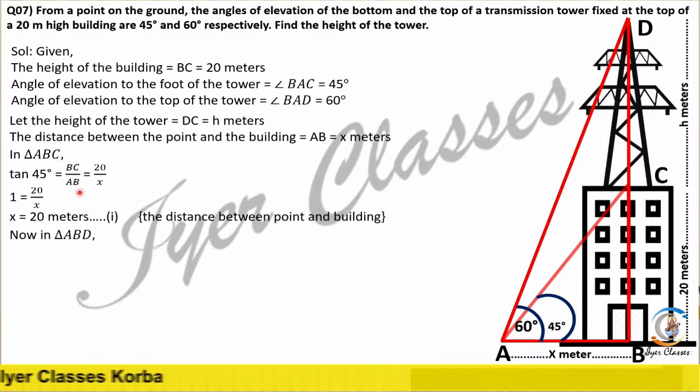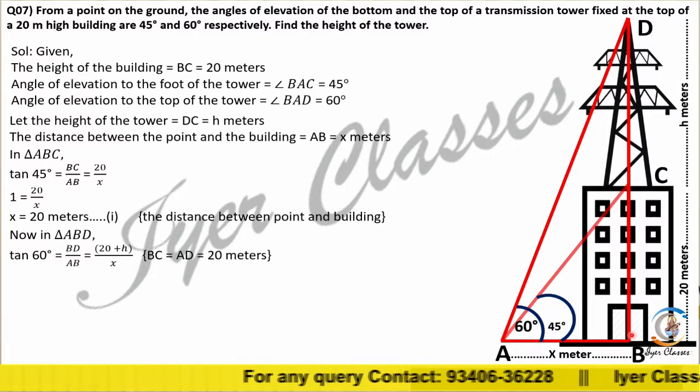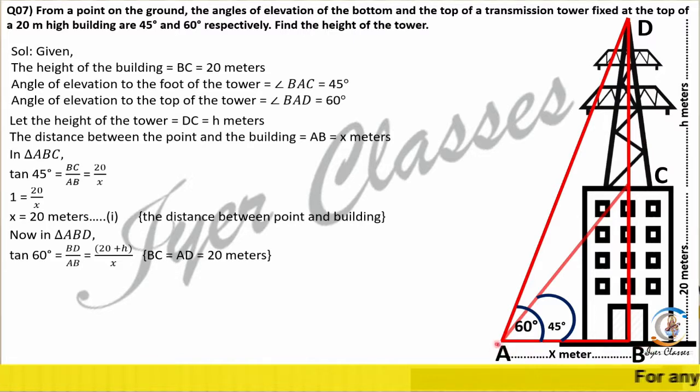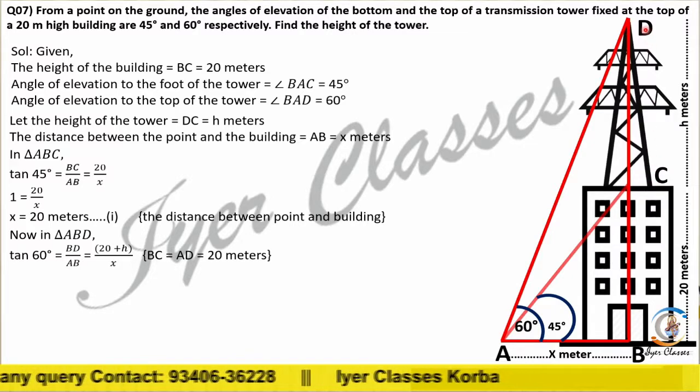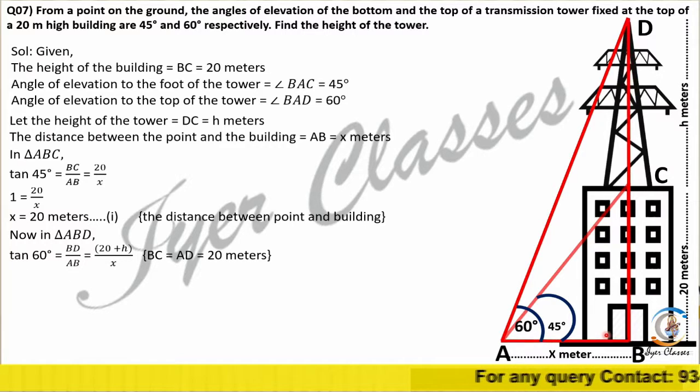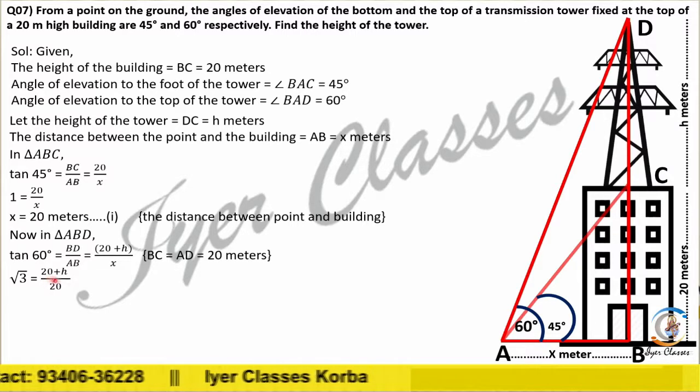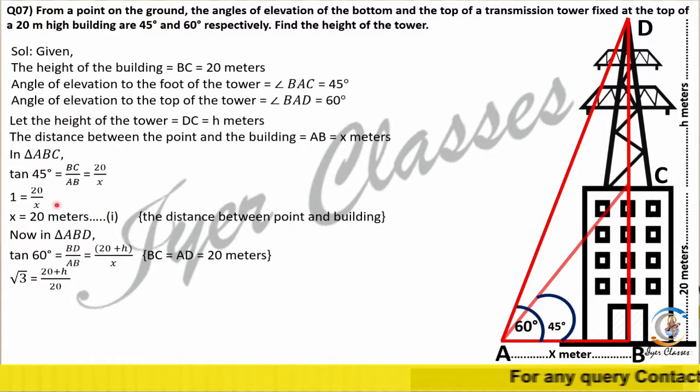Now go to another triangle, triangle ABD, the larger triangle here. We know the angle here is 60 degrees, so tan 60 is again perpendicular BD divided by base AB. What is the perpendicular BD equal to? It is BC plus CD, which is 20 plus H. AB we know is not changing, so it is equal to x. Substitute the values. Tan 60, yes, root 3, is equal to 20 plus H divided by x. We have already calculated the value of x, 20 meters. So substitute the value of x here, and calculate it.